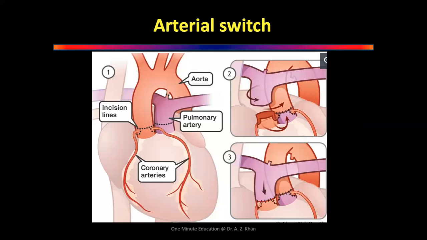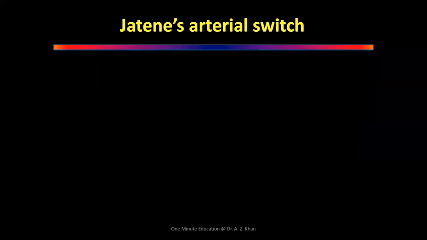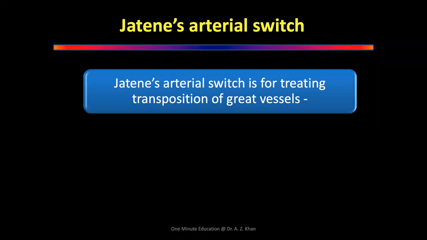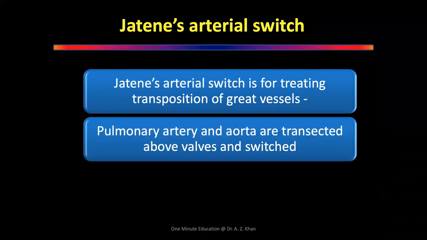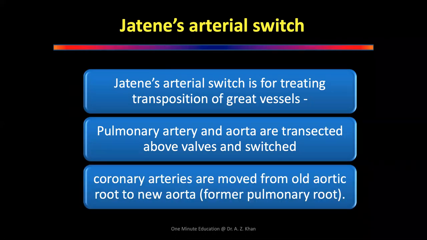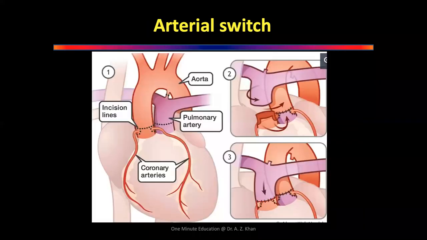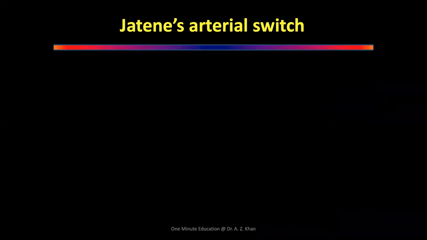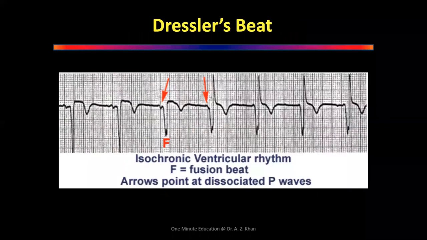Okay, this is an arterial switch operation. I don't know why I give the whole thing away. So this is Jatene's arterial switch operation, for treating transposition of great vessels. This is the one that you do nowadays. Pulmonary artery and aorta are transected above the valves and switched, okay? And coronary arteries are moved from the old aortic root to the new aorta. See this one. So this is an arterial switch. I forgot to take away the top name, so I can't ask you this question. But it's an arterial switch.